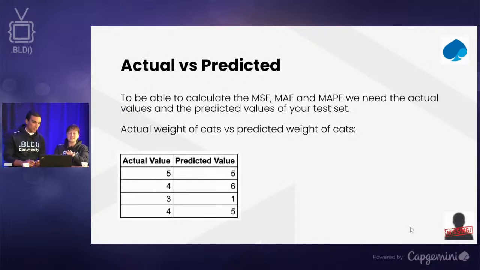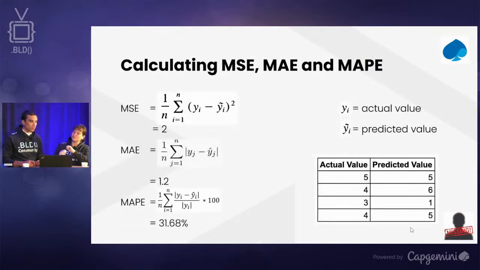And then, like I said, to be able to look at the model to see how well it's performing, you need actual values and predicted values, and in this case, it's the weight of the cats. Some of them you can see are correctly predicted, and others are not really predicted correctly. And then using these values, we go to the formula.